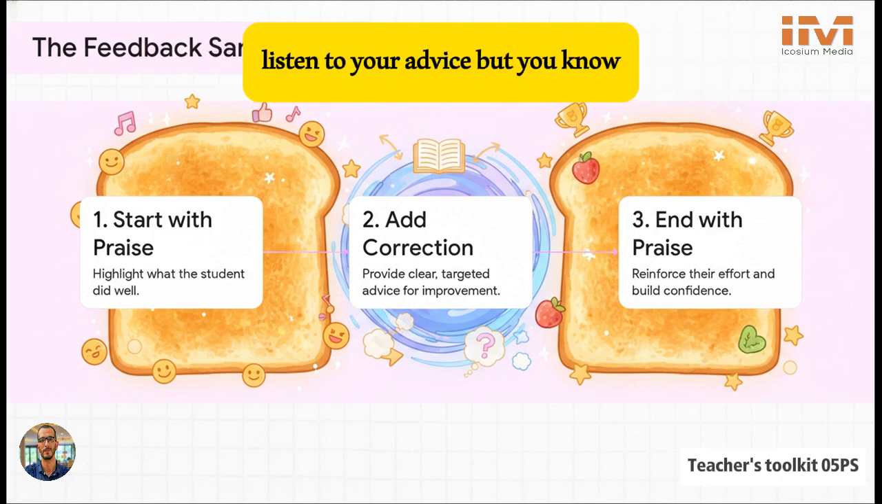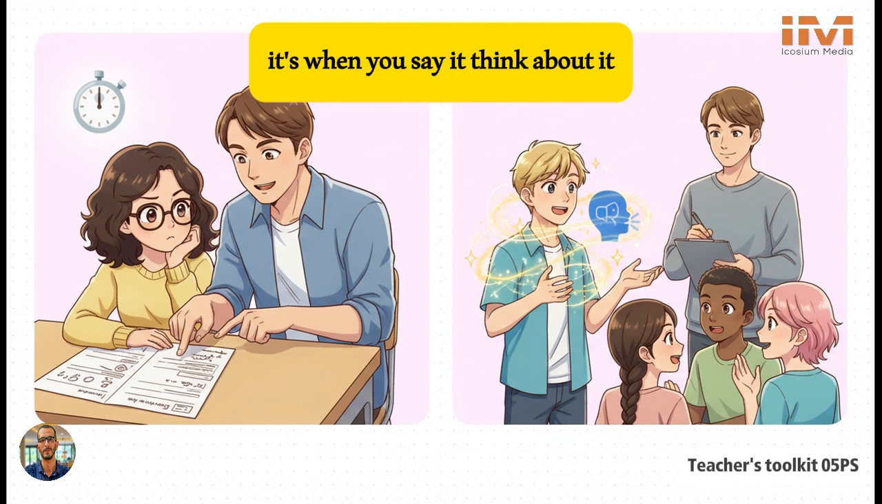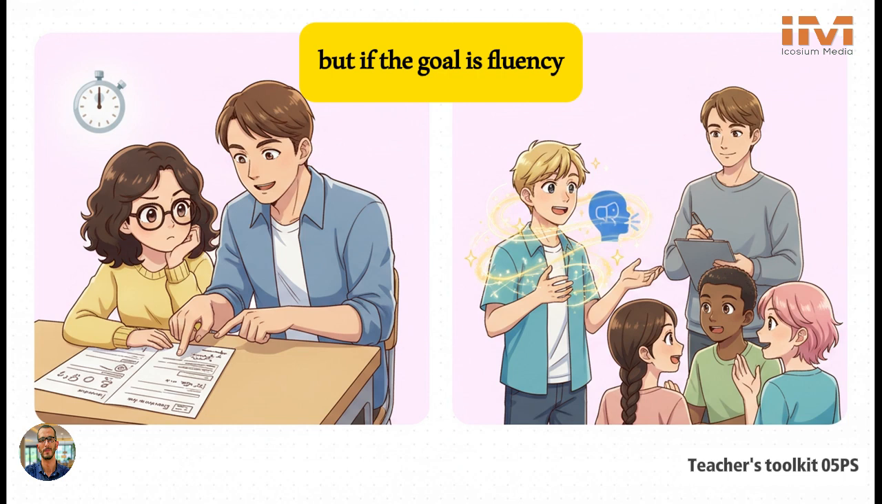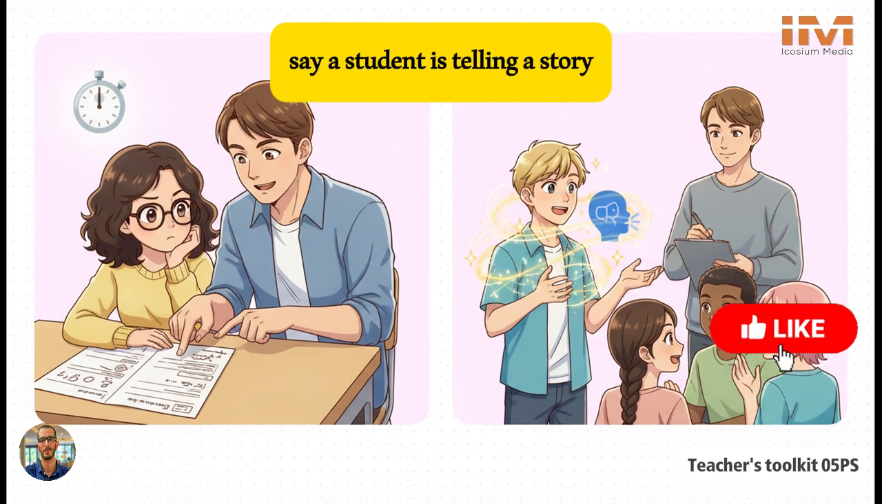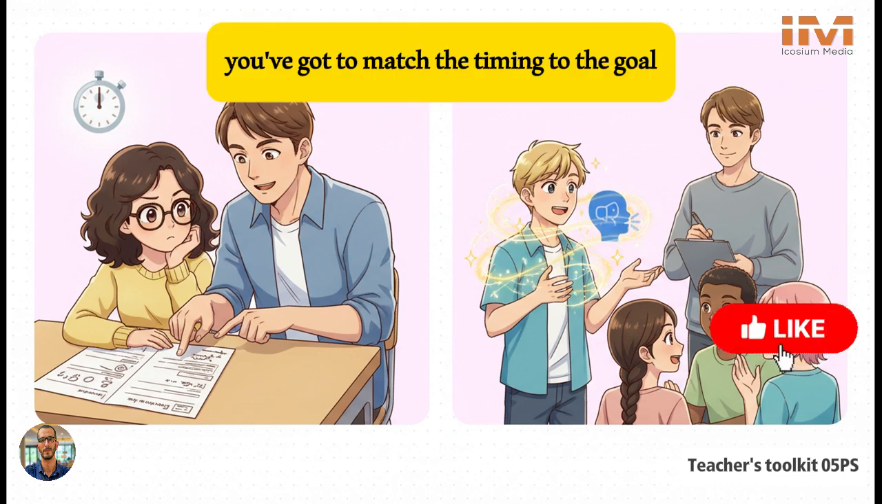This way, the student feels supported, not attacked, and they're way more likely to actually listen to your advice. But, you know, it's not just what you say, it's when you say it. Think about it. If the goal is accuracy, like a grammar drill, you want to jump in with immediate feedback. But if the goal is fluency, say a student is telling a story, it's way better to wait till the end. If you interrupt, you can totally break their flow and their confidence. You've got to match the timing to the goal.